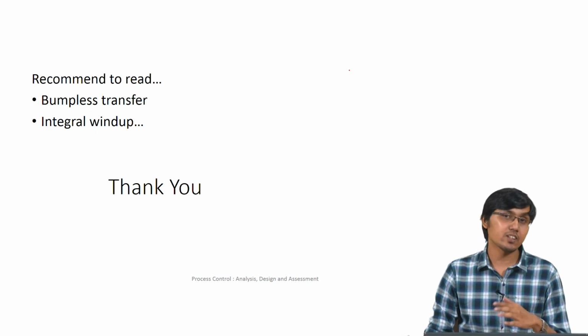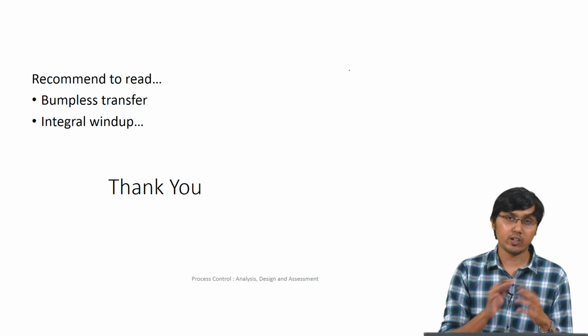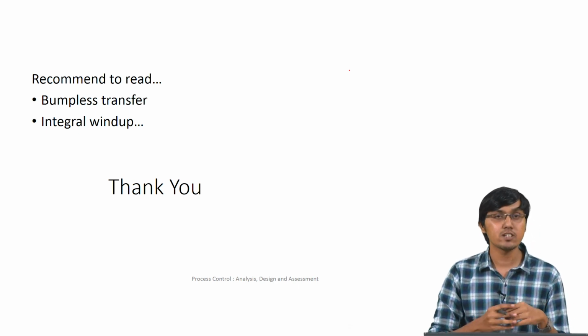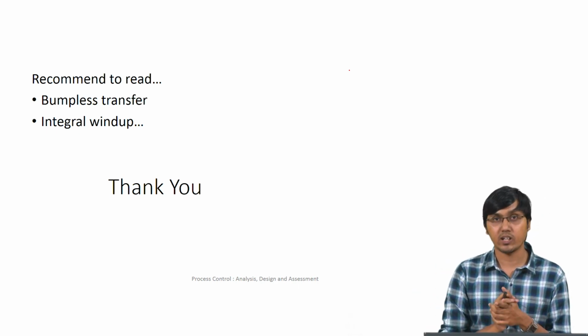So you can try this Cohen-Coon and see how it performs. Play with values, take some system transfer function, plot the graph, and then take the FOPDT and see what happens.